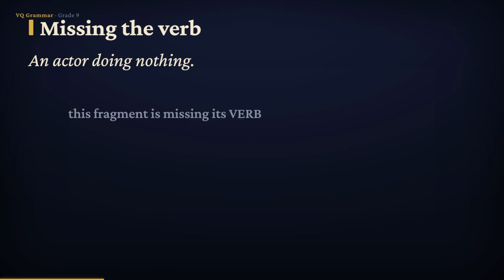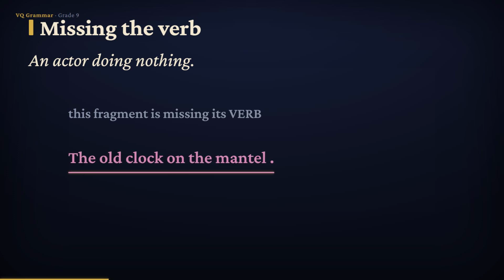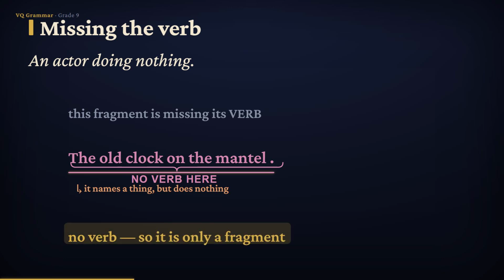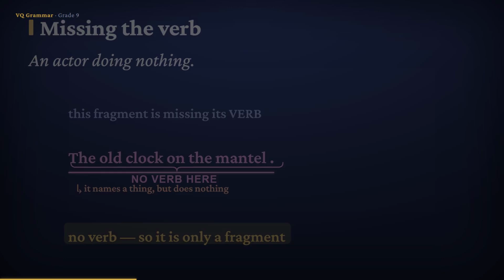The second way is the mirror image of the first. This time, the verb is missing. Take this one. The old clock on the mantle. Now here, we do have a subject. The clock is clearly what we're talking about. But then the words just trail off. What about the clock? Does it tick? Does it stop? Does it chime? We never find out because there's no verb here. It names a thing, but has it do nothing. So it leaves us hanging. With no verb, this is only a fragment.